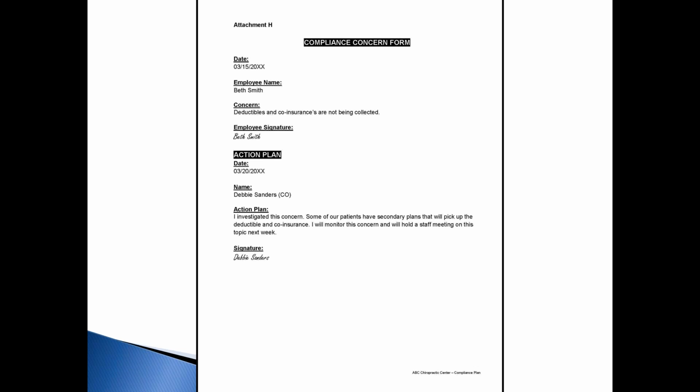Beth comes up to you. She's your staff person. She comes up to the compliance officer, in this case, Debbie. Debbie is the compliance officer for the practice. Beth is a CA. Beth comes up to Debbie and says, I don't think we're collecting deductibles properly. I think we're waiving deductibles and coinsurance. I don't think we're doing that right. Debbie now takes out this compliance concern form, fills it out, and here's the action plan.